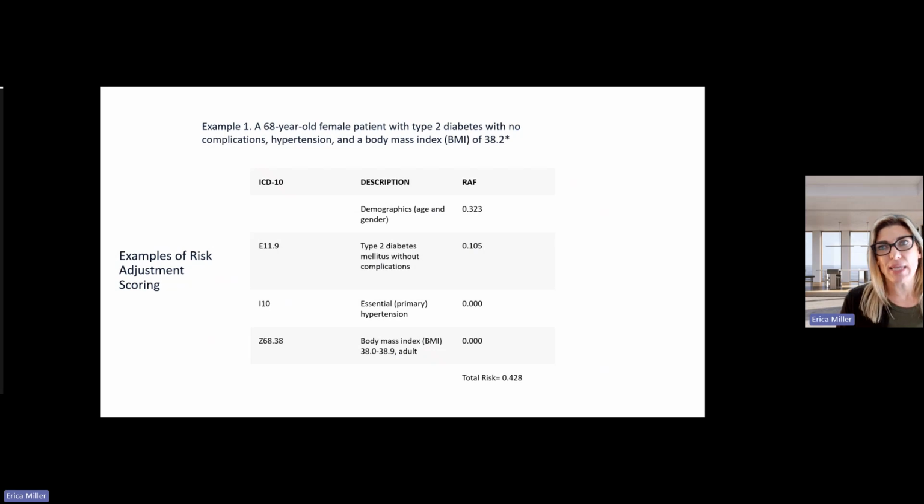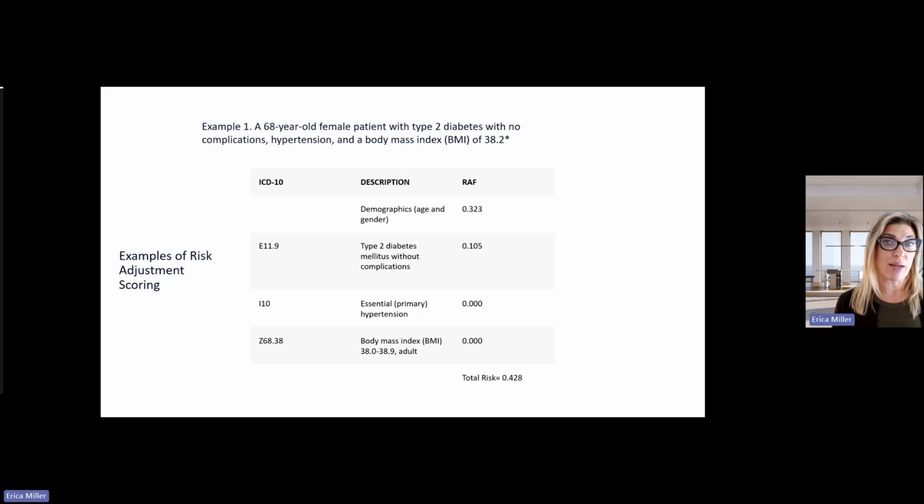I added in some examples to hopefully help clear up any confusion with these risk adjustment factors. So my next slide has the same patient, 68-year-old female, but you're going to notice some slight differences in her conditions and her risk adjustment total scores. So my first example is a 68-year-old female patient with type 2 diabetes with no complications. She has hypertension and a body mass index of 38.2.